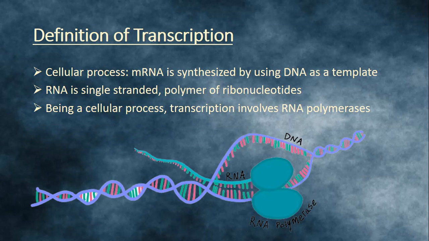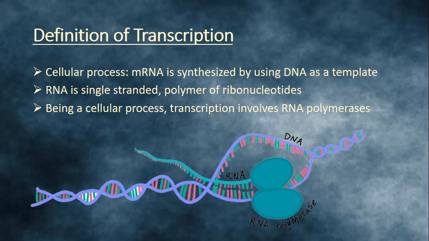Transcription is a cellular process in which a messenger RNA transcript is synthesized by using DNA as a template. Messenger RNA is a type of RNA. RNA has three types: ribosomal RNA, transfer RNA, and messenger RNA. RNA is single-stranded and a polymer of ribonucleotides. As transcription is a cellular process, it requires the RNA polymerase enzyme.